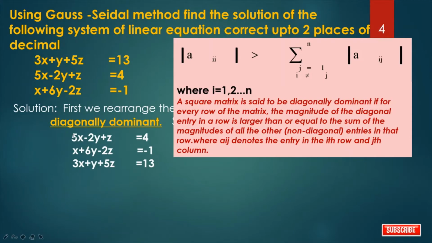See, the diagonal element is 5 and it is greater than the coefficients of y and z, that is 2 plus 1. So 5 is greater than 2 plus 1. Here the diagonal element, the coefficient of y, is 6, and it is greater than the coefficient of x, which is 1, and the coefficient of z, which is 2. So 6 is greater than 1 plus 2. And here the diagonal element is the coefficient of z, which is 5. 5 is greater than the coefficients of x and y, 3 plus 1, which is 4. So 5 is greater than 4. In this way, first we rearrange these equations.